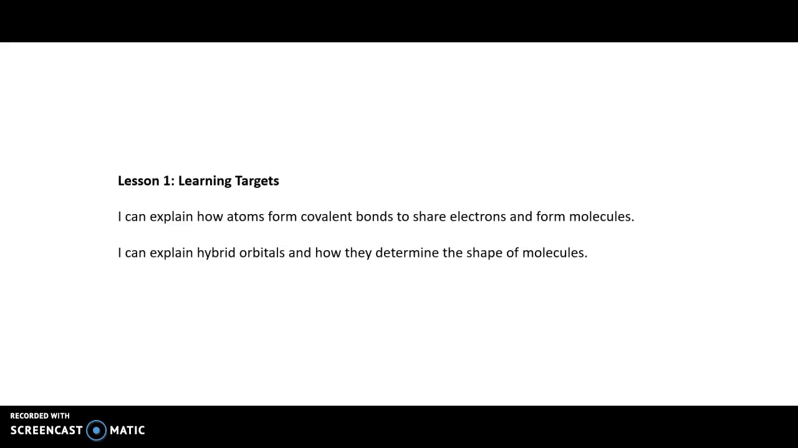So the first lesson is just a short couple of slides. Our first learning target is I can explain how atoms form covalent bonds to share electrons and form molecules. And the second learning target is I can explain hybrid orbitals and how they determine the shape of molecules. All right, so this first learning target is really just review, right? We understand covalent bonds are formed between nonmetals and that they share electrons. Hybrid orbitals is a new concept that we're going to be doing.